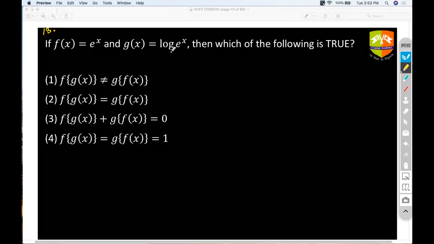All right, so let's discuss this. As per the options, I have to first find f of g and g of f. So f of g of x would be e to the power log of e to the power x. That's going to be e to the power x itself.